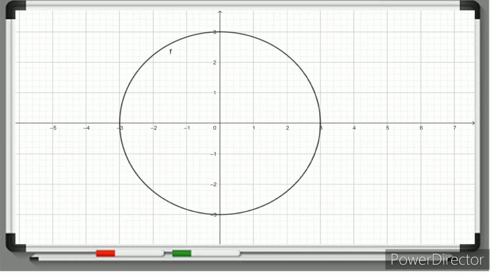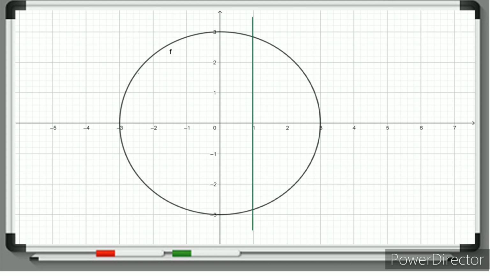now boys, this is the given graph, the circle. We have to find whether this given graph is a function or not. So again we'll apply the same test, that is the vertical line test, to find whether this graph is a function or not.